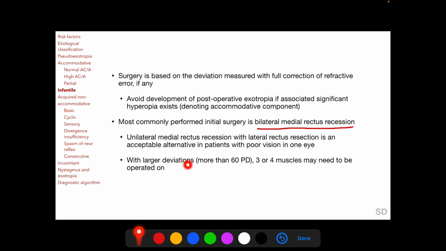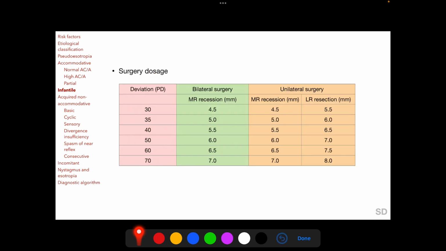But with larger esotropias of more than 60 prism diopters, 3 or all the 4 horizontal rectus muscles may need to be operated on. Surgical dosage refers to the amount of muscle adjustment required for a specific amount of deviation measured.